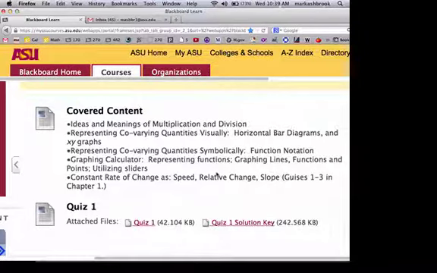Other questions? Yes, sir? About how long it would be? Oh, I would say the average is going to be about an hour. I would leave yourself an hour and a half, especially if you know you want to take longer on an exam. Leave yourself plenty of time. But I would say the average of all of you will be about an hour, hour 15.